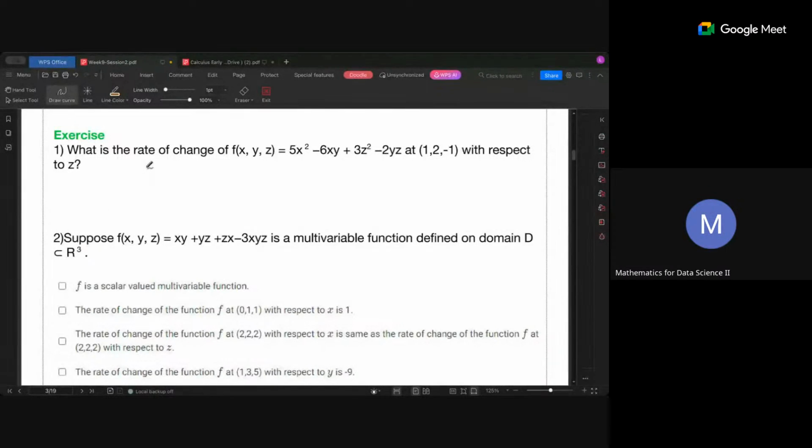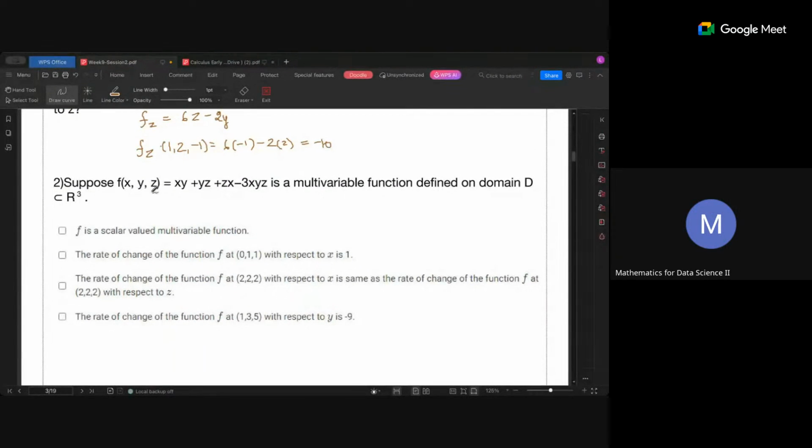Z. Yeah. So what is fz? X and y will be constant. Yeah, x and y are constant. So what is the partial derivative with respect to z? 6z minus 2y. Yeah. Minus 2. And you have to evaluate this at 1 comma 2 comma minus 1. So what is the answer? You have to put z as minus 1 and y as 2. So what's the answer? Minus 10. Yeah. Okay, fine.